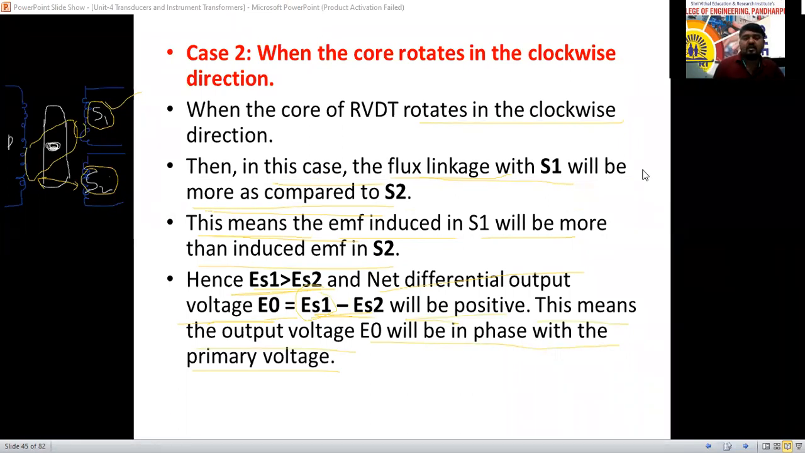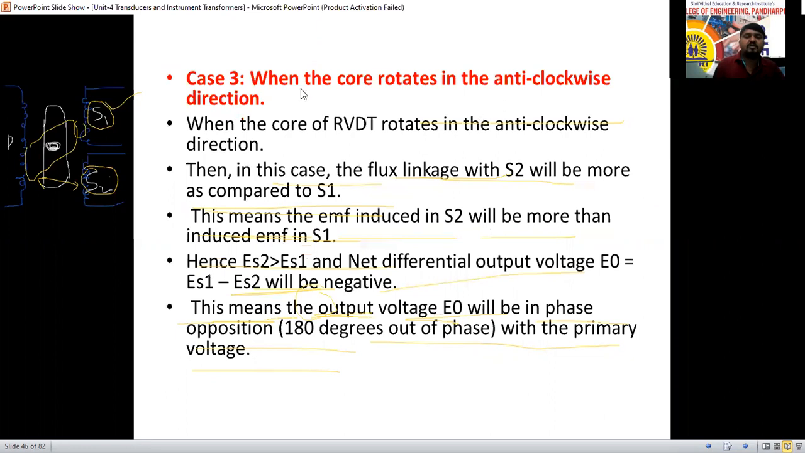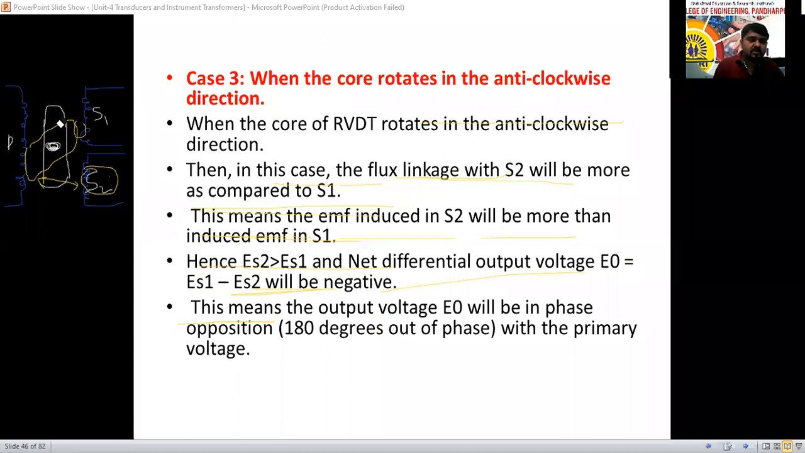Next, we'll go for the third condition. Suppose the core rotates in the anti-clockwise direction. See here, I will use another. Remove this one. This is not getting removed, no? Okay, we'll check. So this one I will remove. This one I will remove.